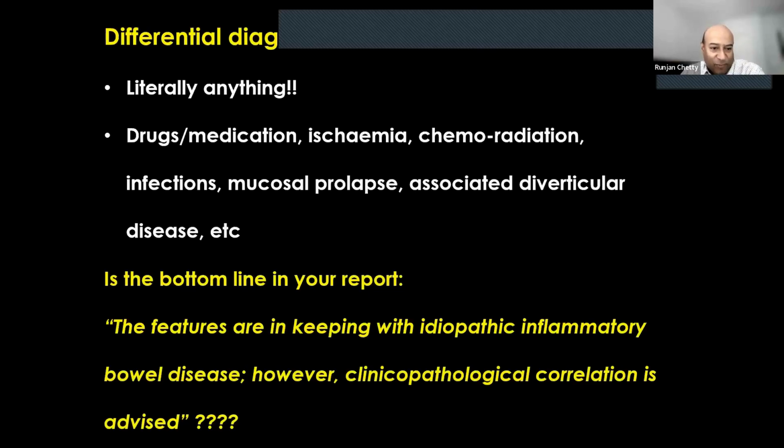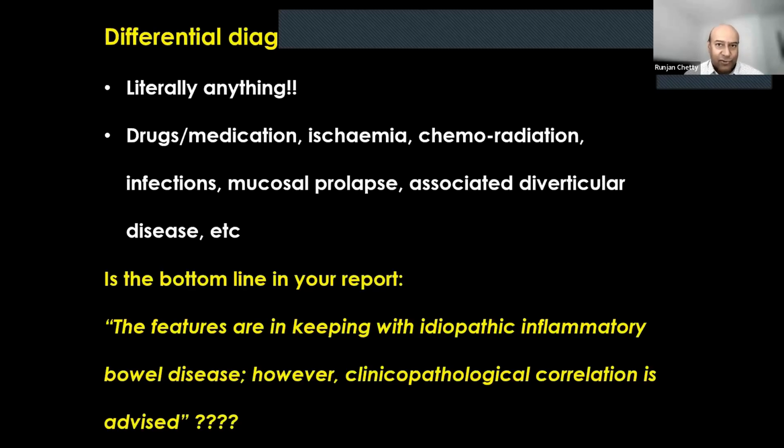Now, is the bottom line in your report, the features are in keeping with idiopathic inflammatory bowel disease? However, clinical pathological correlation is advised. I have used that. I'm not denigrating this as a report. It irritates the life out of the gastroenterologist because they feel when we get a report, they do correlate it, and you're stating the obvious. But by the same token, we need to be a little bit defensive sometimes, especially when we do not get an adequate history. If you don't get an adequate history, that is perfectly acceptable to put into the report, because at the end of the day, you don't know whether it is due to ischemia or infection or whatever it is, unless you see an organism, of course, and the clinician needs to correlate it.